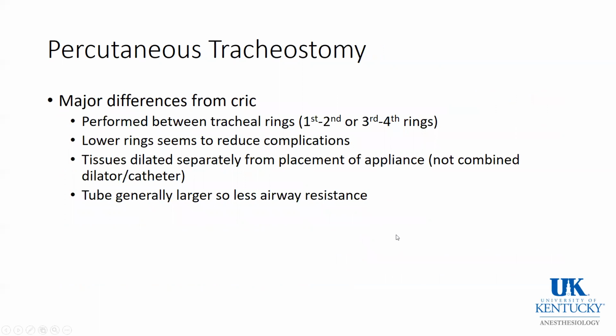Moving on to the perc trach, some of the major differences from the cric. So where it's performed, obviously there's a tracheostomy, and so you can see first to second or third to fourth rings, and we saw the picture earlier of some of the standards. The lower rings seem to reduce complications, and you can take a look at some images of tracheal anatomy to see why the thyroid kind of lays on top of it, some of the vasculature. Tissues get dilated separately from the placement of the appliance. So you don't have a dilator that is slid into the catheter like we just talked about, where it looks like a MAC introducer. And the tube is generally larger, so you get less airway resistance ultimately.